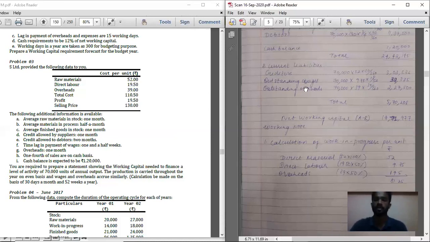Below that, outstanding overheads. For overheads, the delay in payment is 1 month. So in respect of outstanding overheads, put in the calculation column 70,000 into what is the overhead cost? 39. 70,000 into 39 into 30 divided by 360. In the amount column, put 2,27,500.